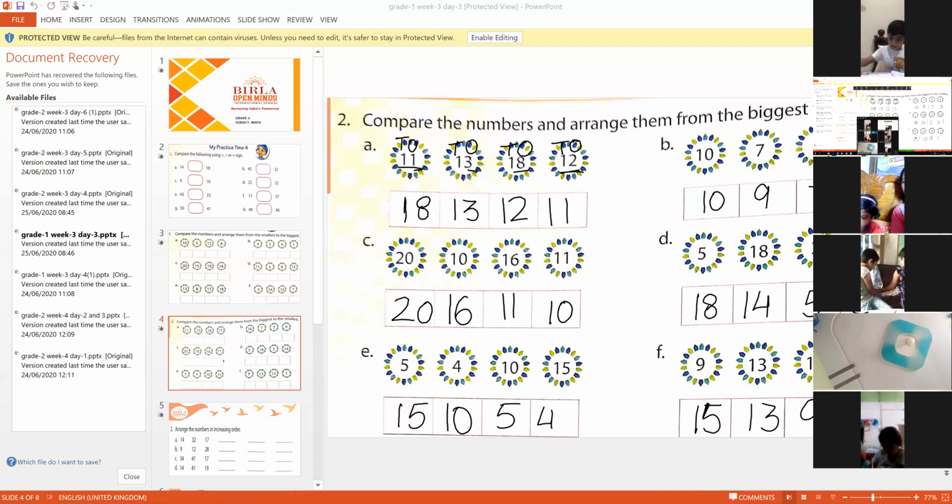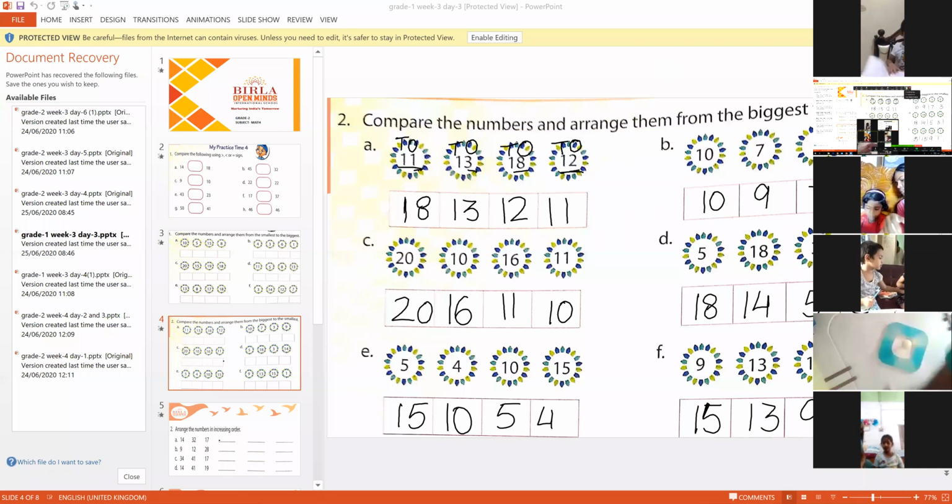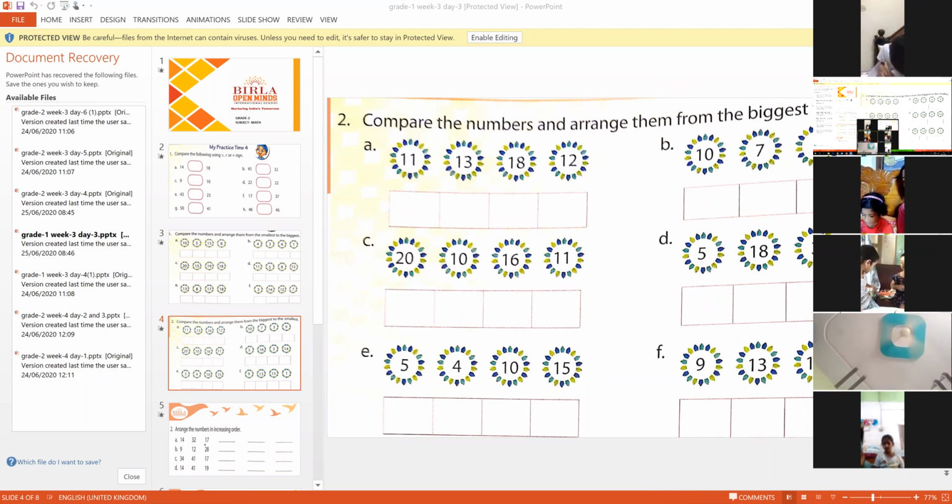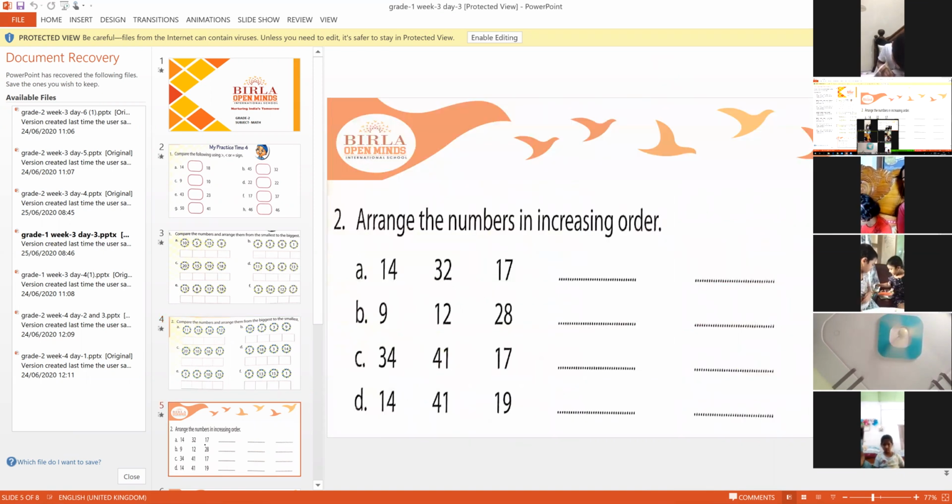Yes, children, question number 2 is there. You have to write the date and class work. Okay? Write the date and class work, children. And then again, we have to arrange the numbers from smallest to biggest and from biggest to smallest, children. Okay? Yes, so children, do one thing. On question number 2, write date and class work. Okay?